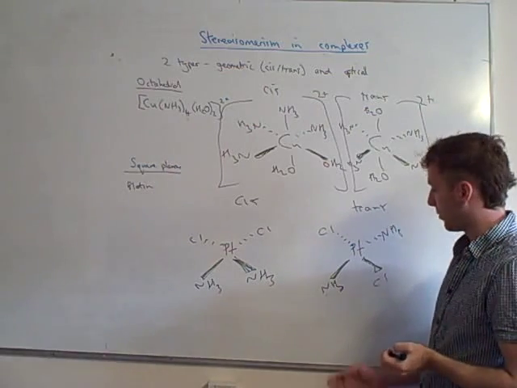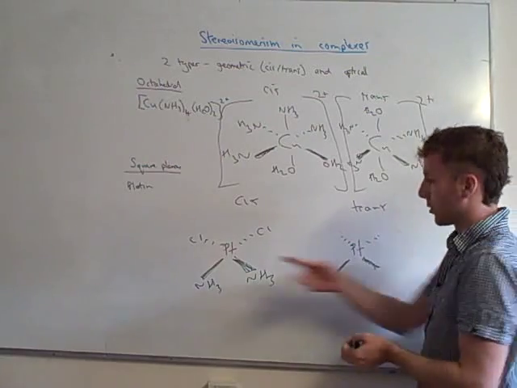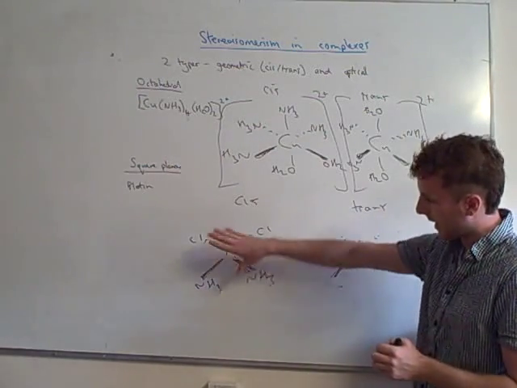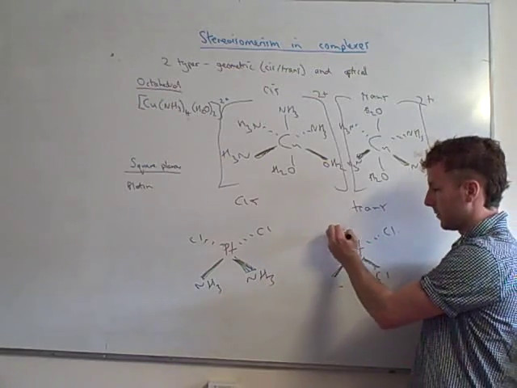What a lot of people do for cis and trans is this. So we've drawn our cis. For trans, I'm going to do the opposite to that, so I'm going to have both my Cl's on this side.